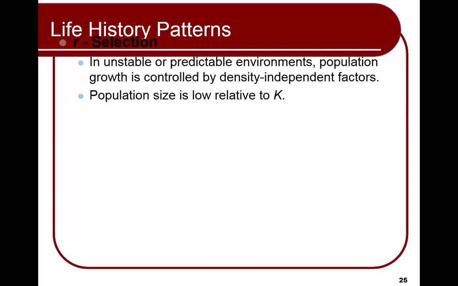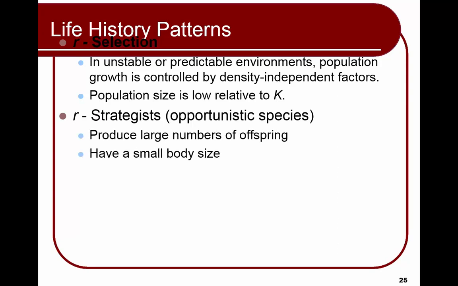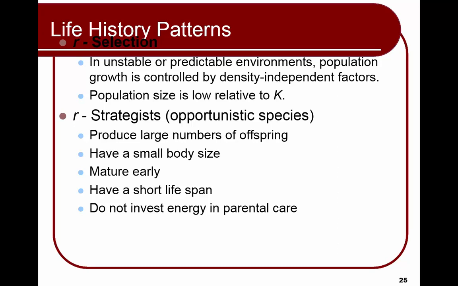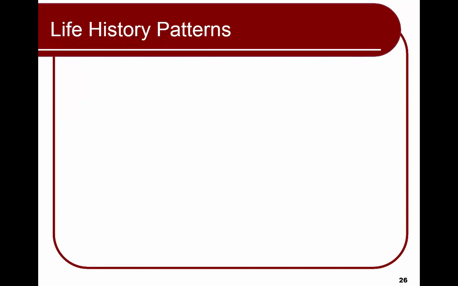The abiotic factors like storms, natural disasters, okay? That's what controls it. Now, if they are r strategists, they're opportunistic. They have large numbers of offspring, small bodies, they mature early, they don't live very long, and they don't invest much energy, if any at all, in parental care. So we're looking at bacteria, some of the fungus, many of the insects and rodents.